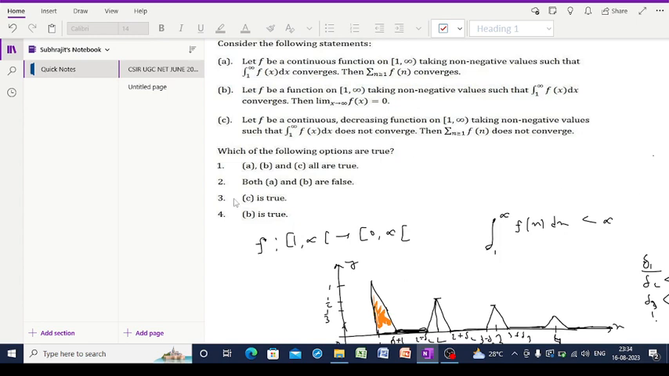So see the options. Option 1 says that A, B, C are all true, but we get A, B are not true, so 1 is not the correct option. Look at option 2, both A, B are false, which we get. Option 3 says that C is true, we get C is true. Option 4 says that B is true, but we get B is false. So the correct options are 2 and 3, and 1, 4 are not correct.